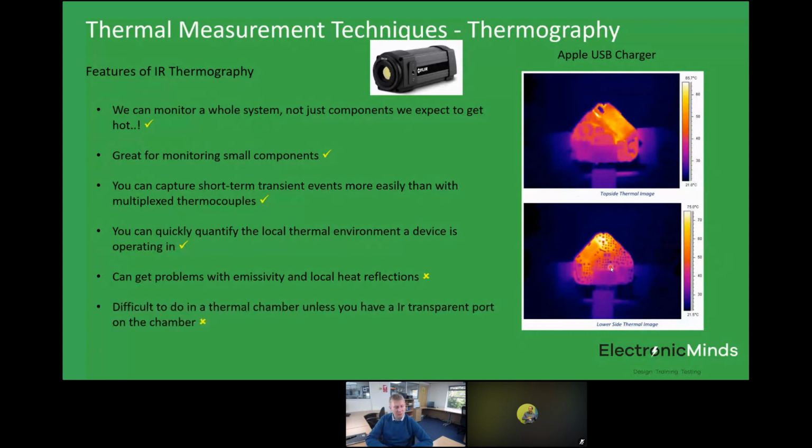And the other problem with thermography is you can't really put your thermal camera in the thermal chamber, because you'd probably kill it. So unless you have a thermal chamber with an infrared transparent port built into it, you can't really use thermography for systems when you're doing elevated temperature testing. You can get thermal chambers with those IR ports in them, but they are quite expensive.